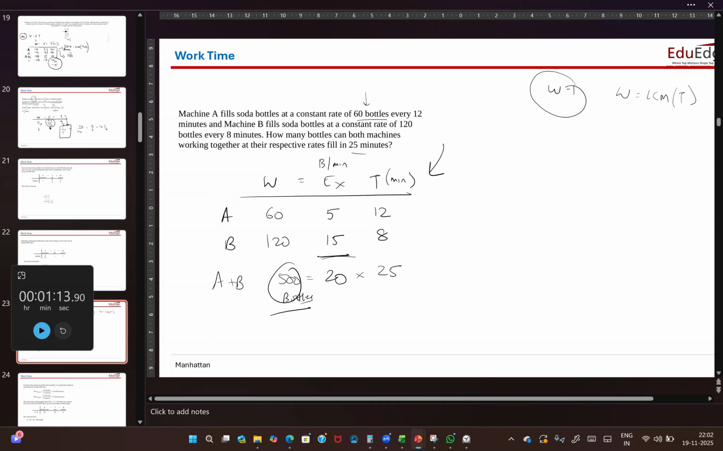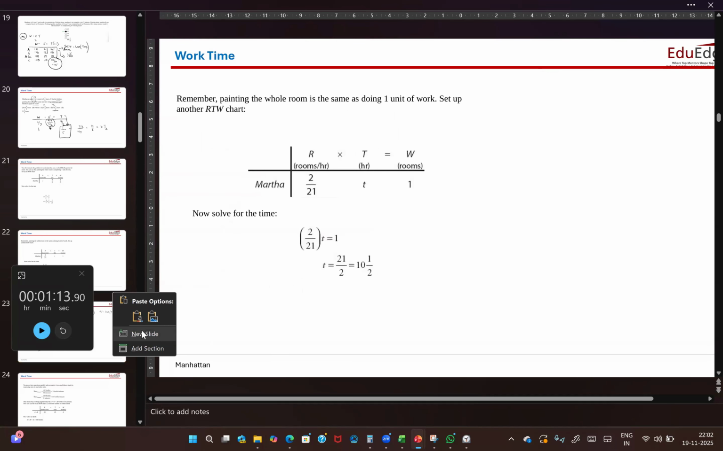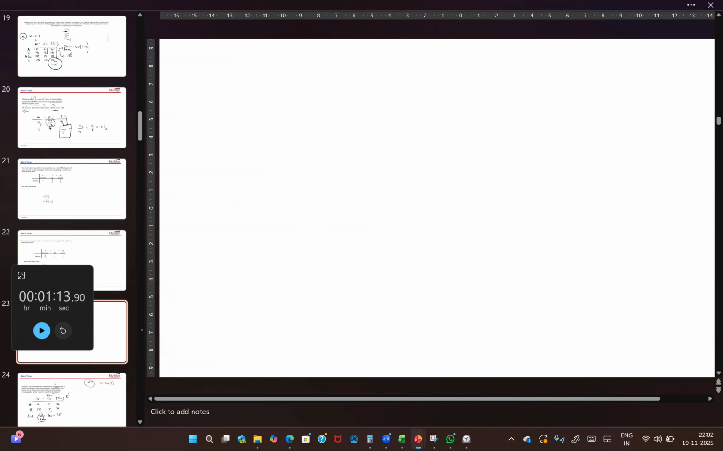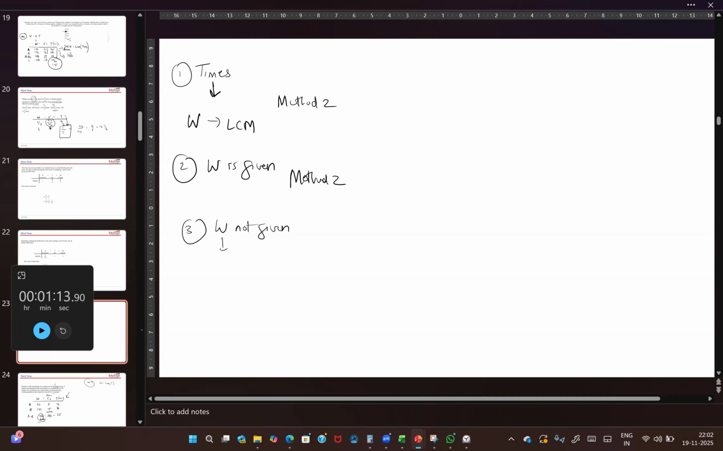Okay. So just a few steps back, few rules regarding the usage. Now, when times are given, we will most probably use work as LCM. Second scenario will be where work is given, so can I say again, we will use method 2, right? Third scenario is where work is not given and work is constant, which means unitary everywhere. Then we can use method 1 there, or method 2 also.